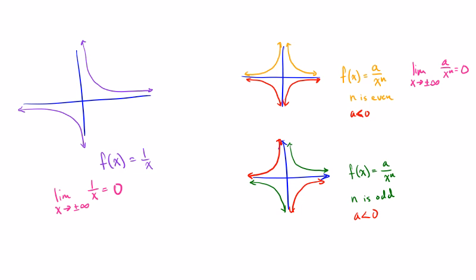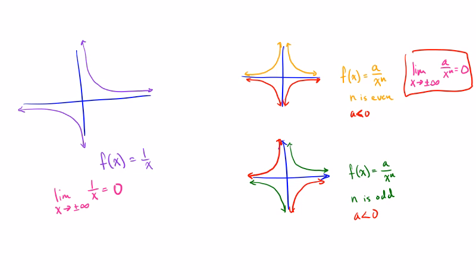Okay. But same thing, still approaching 0, right? We're approaching from different sides, but we're still approaching 0. So this holds anytime you have an a over x to some power. Anytime you have a constant over x to some power, even if it's to the first power, no matter if a is positive or negative, no matter if n is even or odd, you're always going to approach 0. Okay, so that's something you can remember.